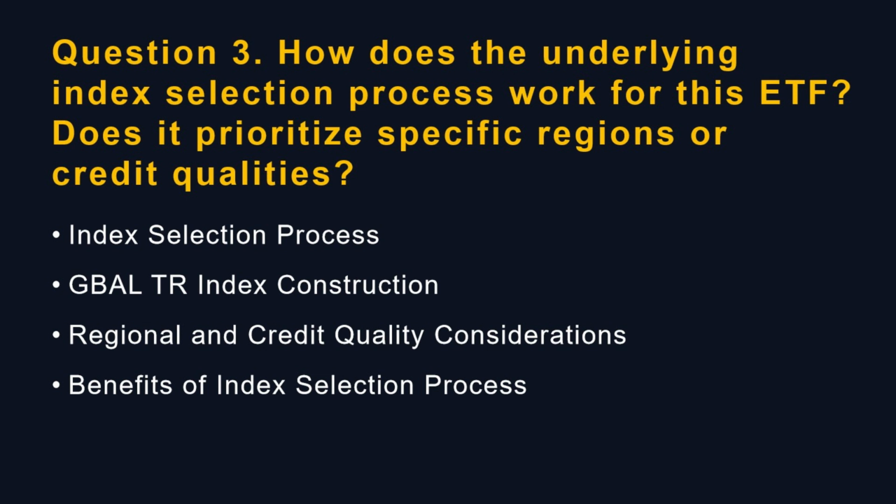Here's a deeper look. Index selection process. The ETF doesn't actively select individual bonds. Instead, it replicates the holdings and weightings of the target index, often BAL/TR. The index provider, in this case, Bloomberg Barclays, establishes a methodology for selecting bonds that meet specific criteria.